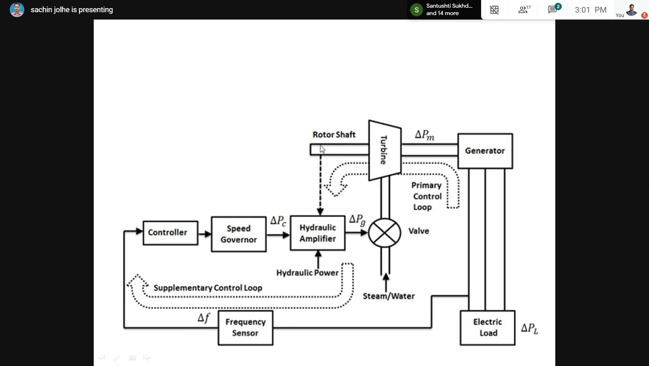Okay, the shaft of this turbine is actually connected to the hydraulic amplifier. The difference in the speed is again calculated, and this forms a closed loop.